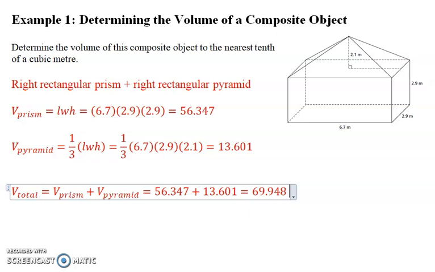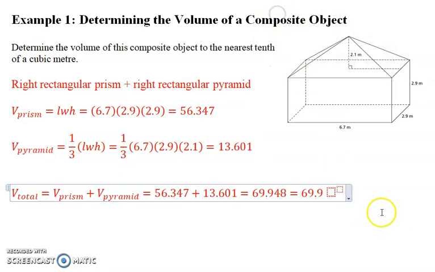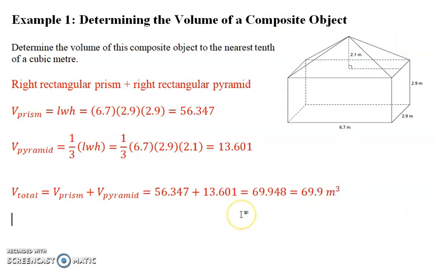So that means that the 4 leaves the 9 as a 9. So that's going to equal 69.9. And we had the units as meters. So it's meters cubed, right? Because volume is always going to be cubed. So it's going to be meters cubed. And then we can write a little sentence.